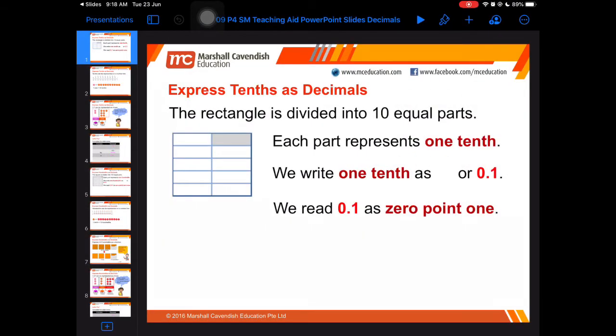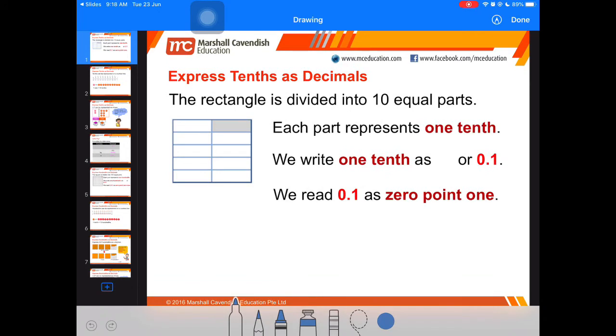Okay, children, we are going to recap about expressing tenths as decimals, as well as expressing fractions as decimals. So let's just recap what you learned last week. We learned the place value. You should have learned it in primary 3. I mean, all the way from primary 1, you should have learned that this is tens, ones, right? In primary 1, you learn this.